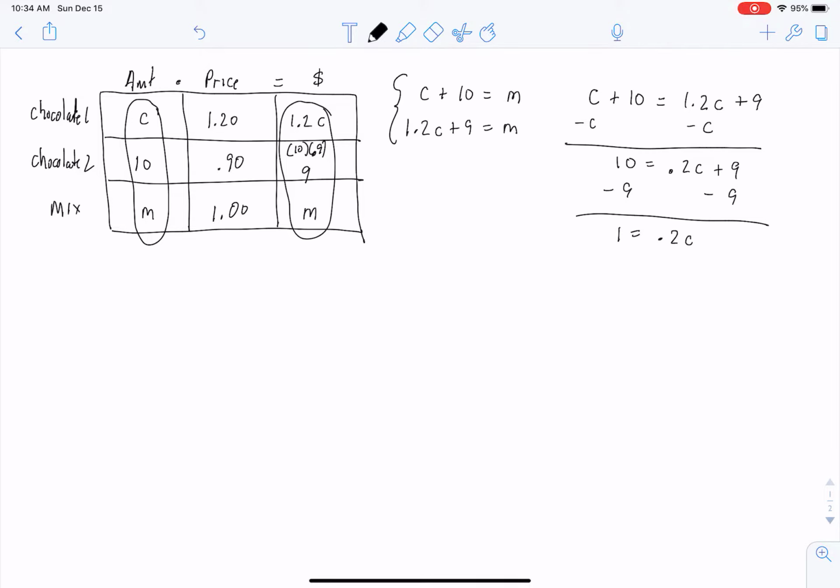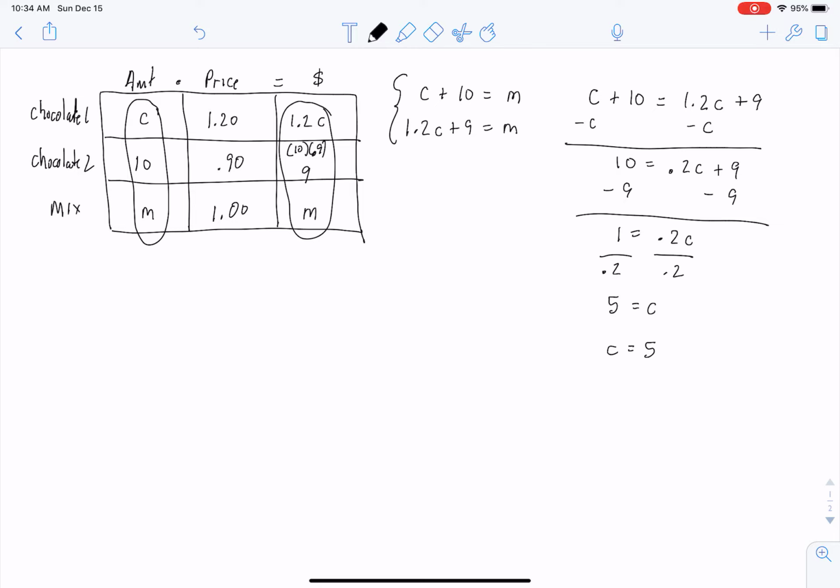And then I divide both sides by 0.2, right? 0.2 goes into 1. So think about this. How many times does 20 cents go into $1? 5 times, right? So 5 equals C. So C equals 5. And the question says, how many pounds of this chocolate do I need to add?